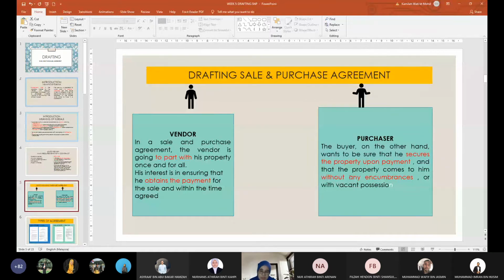So the property yang dia mendapat tu must be free from encumbrances, tidak tertakluk kepada bebanan-bebanan yang lain, contohnya ada caveat, ada squatters dalam tu dan sebagainya. And with vacant possession, maknanya dia boleh dapat milikan kosong. Jangan-jangan dia beli property tu tiba-tiba pergi tengok ada tenant yang tak nak keluar daripada unit tu dan sebagainya. So these are the concerns of both parties in the sale and purchase transaction. And these are the things that need to be outlined di dalam drafting of the SPA.